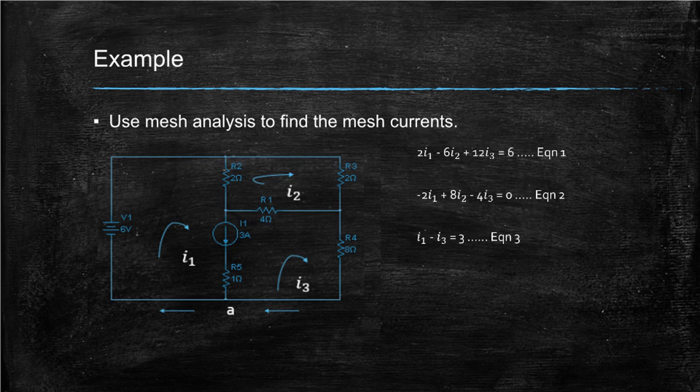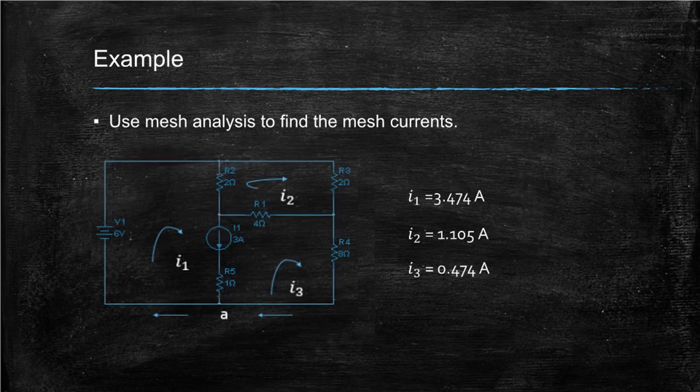With the three equations, we can find the mesh currents. I1 equals 3.474 amps. I2 equals 1.105 amps. I3 equals 0.474 amps.